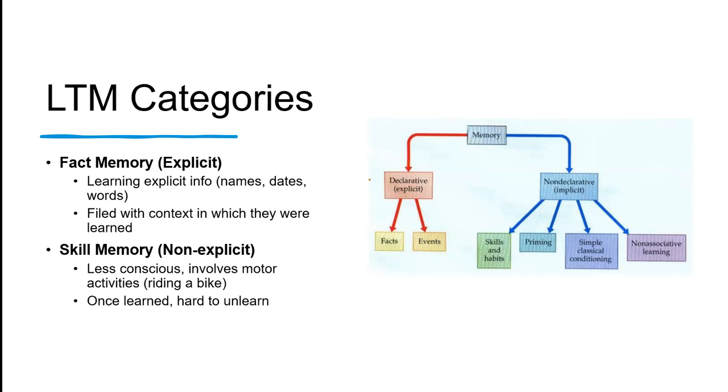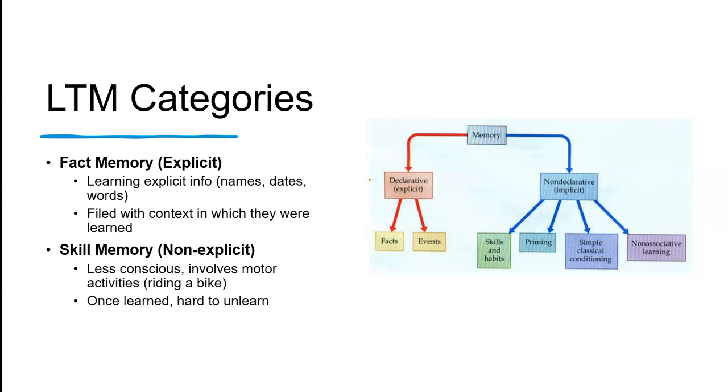So fact memory is what we call explicit memory. You remember names, dates, words, events. So it's filled with the context where you learned them. If you learned about how to drive a car, well, I'm sorry, let's forget that one. That's going to get a little bit more into the implicit.